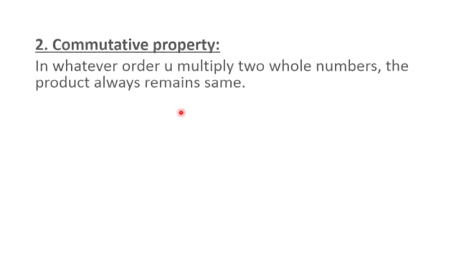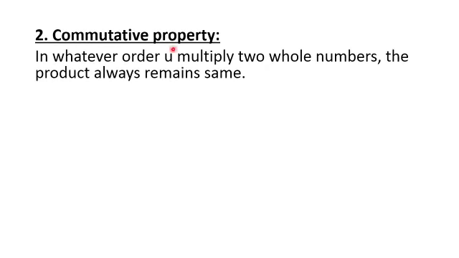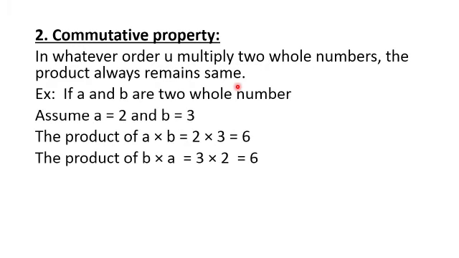Here we have the next property, the commutative property. In whatever order you multiply two whole numbers, the product always remains the same. So if you change the order of any two whole numbers in multiplication, the product will remain the same.